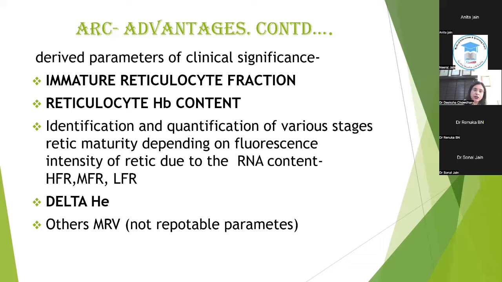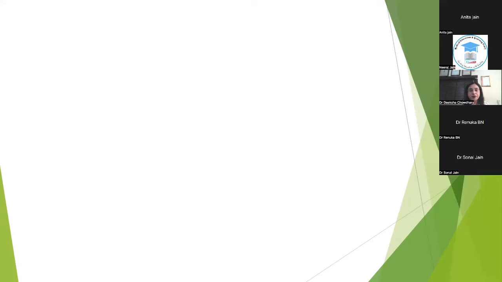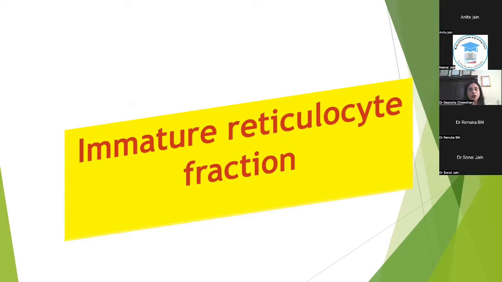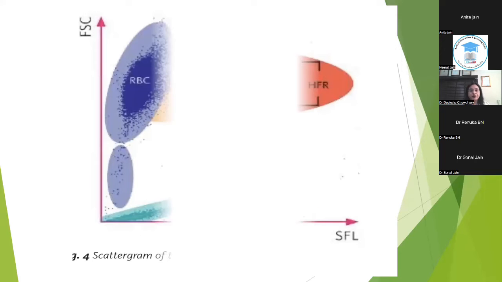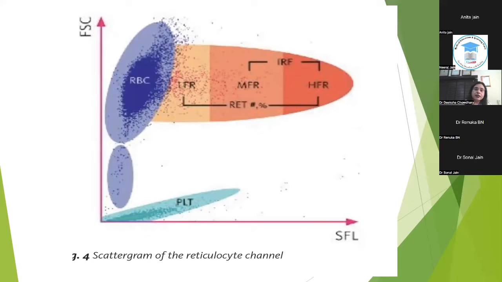Besides these advantages, the automated reticulocyte channel gives us many derived parameters like immature reticulocyte fraction, reticulocyte hemoglobin content, and delta-He. So let's talk about immature reticulocyte fraction. Now, reticulocytes are of three types depending upon the intensity of the fluorescence they emit, which in turn depends on the RNA content of reticulocytes.